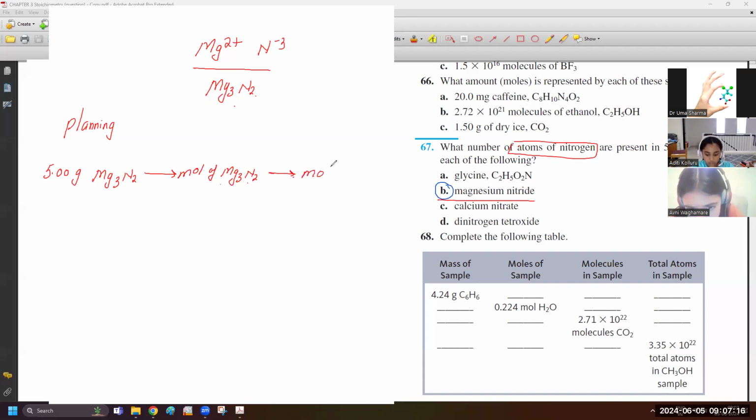Moles of nitrogen. How can you go from this moles of Mg3N2 to number of atoms of nitrogen? Can you go? No. That will give you number of formula units of this Mg3N2. Aditi, if you have any question, please ask. Because every time you are doing error here, every time. And from moles of nitrogen, because I want to know number of atoms of nitrogen, I need to know moles of nitrogen. From moles of nitrogen, then you are going to go for number of atoms of nitrogen.